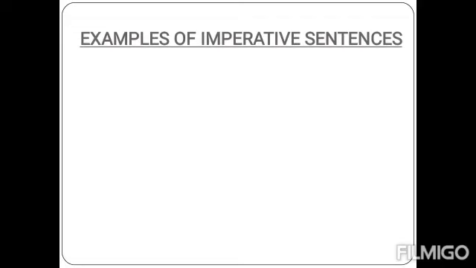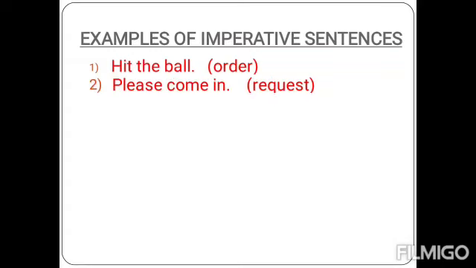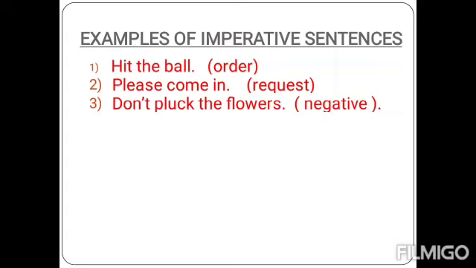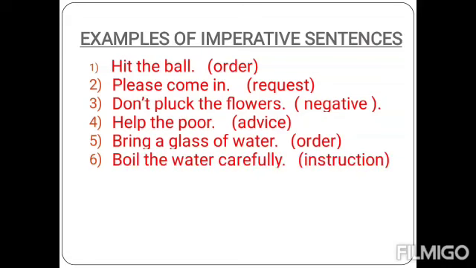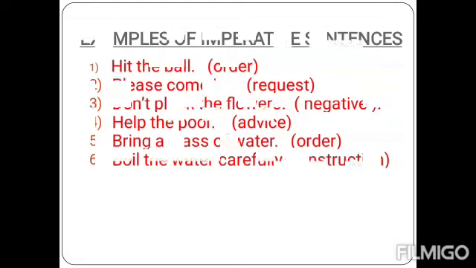Now let's see the examples of imperative sentences. First one, hit the ball. The mood is that of order. Second sentence, please come in. There is a request. Don't pluck the flowers. This is a negative instruction. Help the poor. This is an advice. Bring a glass of water. An order. Boil the water carefully. Again, an instruction.